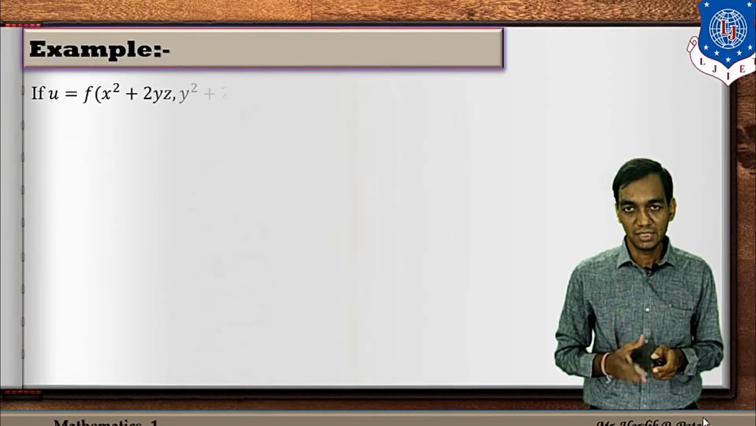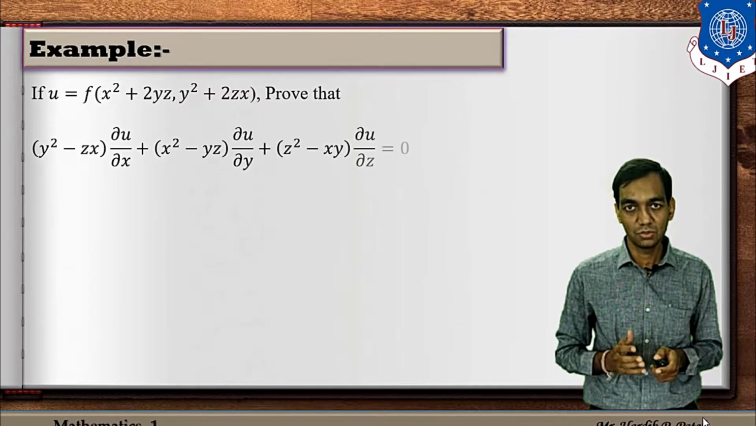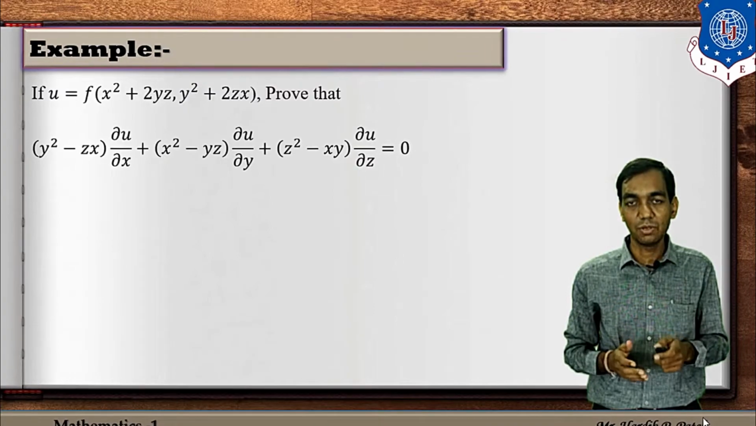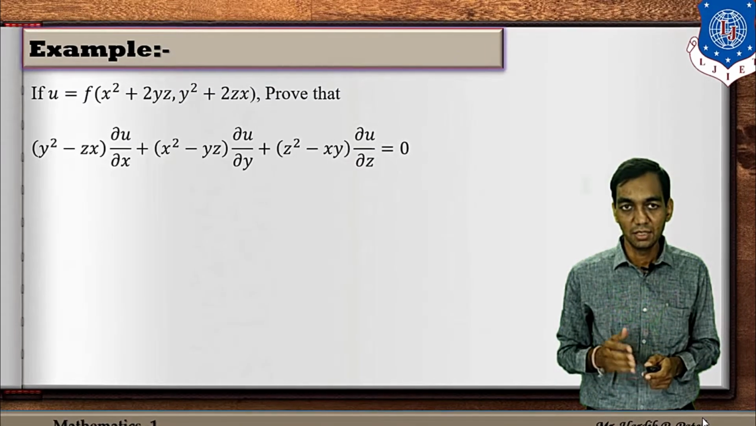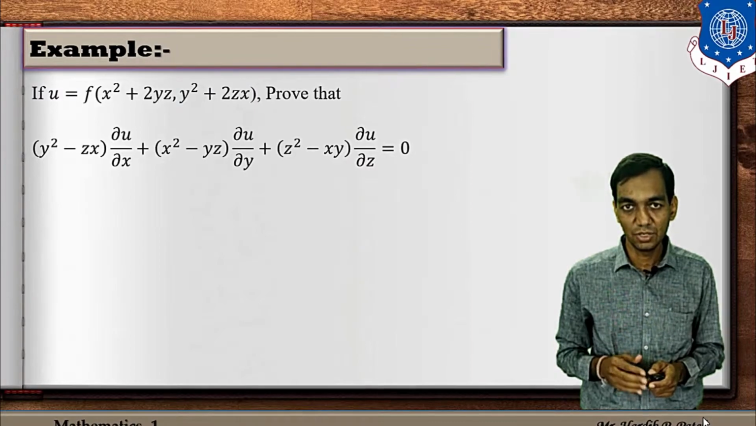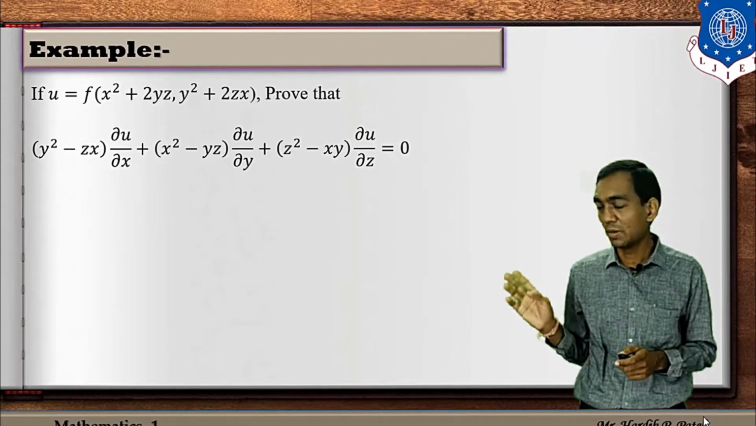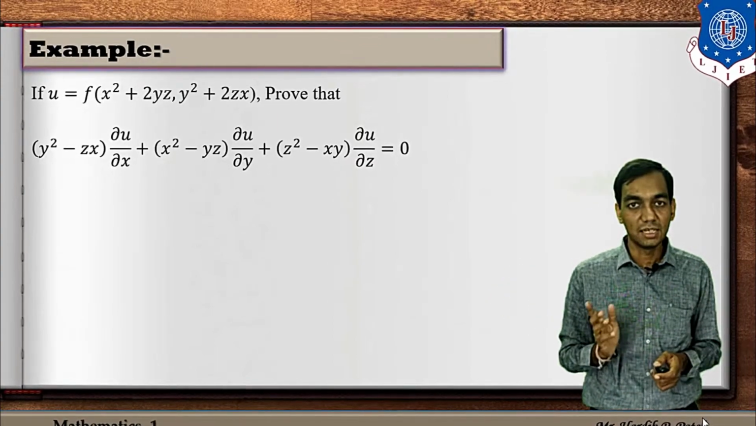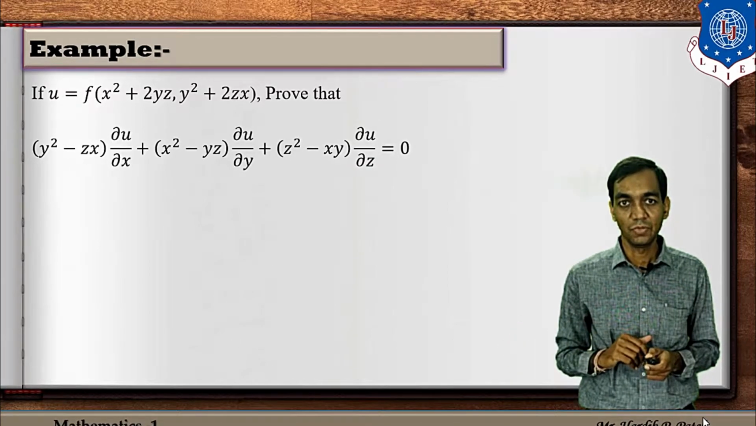Now, the first example we are going to start with: if u is equal to f of x square plus 2yz comma y square plus 2xz, then prove that y square minus xz into del u by del x plus x square minus yz into del u by del y plus z square minus xy into del u by del z is equal to 0.